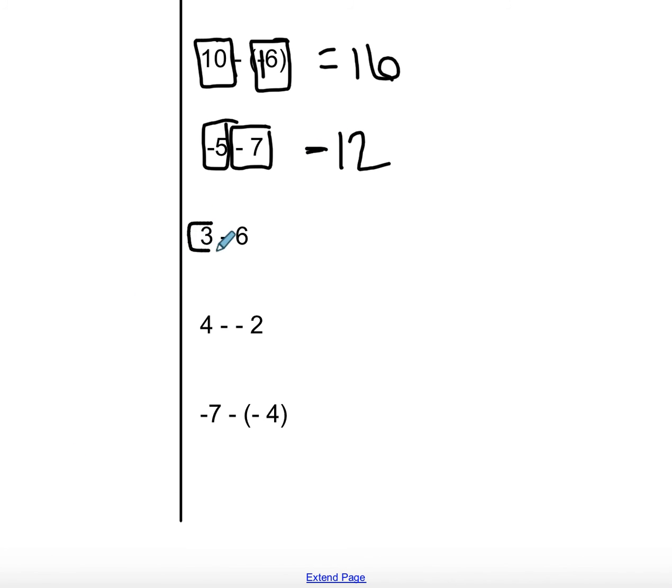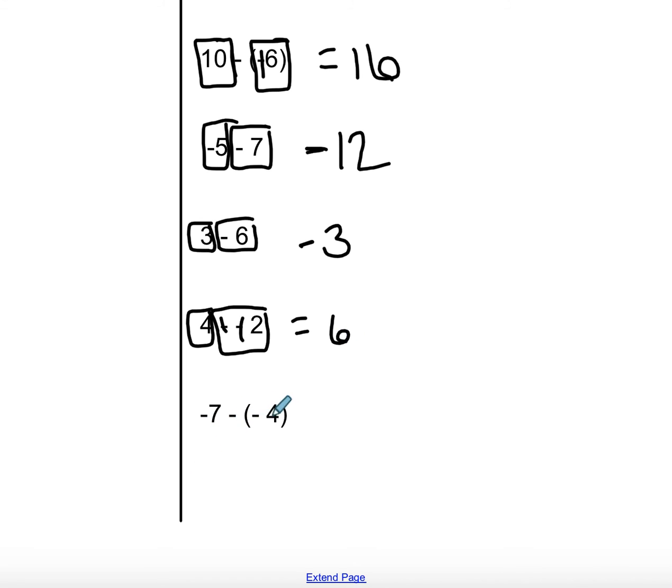Okay, so this one has a 3, and this one is a -6. The signs are now different, so I subtract. 6 minus 3 is 3, and I keep the sign of the bigger number, which is negative. Uh-oh, I see two negatives in a row, so I turn them to positives. So now I have a 4, and I always like to box all the signs, plus a +2, which is just a +2. 4 plus 2 is 6.